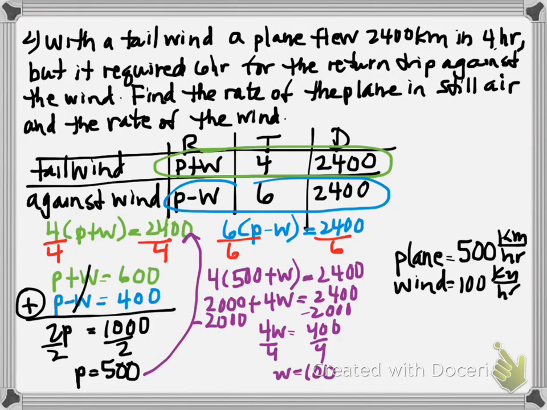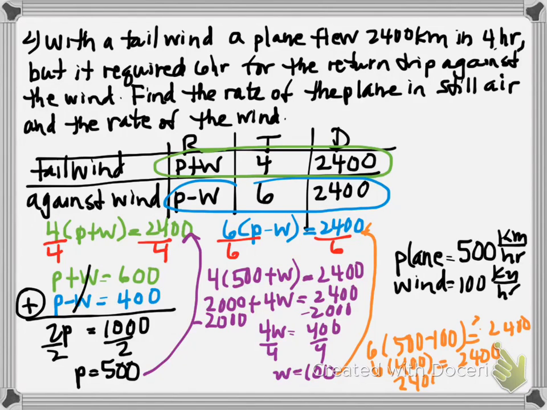So I've already tested in the green equation, so I'm going to take this information and test it in the blue equation. And that would give me 6 times the quantity 500 minus 100. Does that equal 2400? So I get 6 times 400, and 6 times 4 is 24 and 2 extra zeros, and I get 2400 equals 2400. So that verifies, yep, that answer works. Okay. Let's try another one.